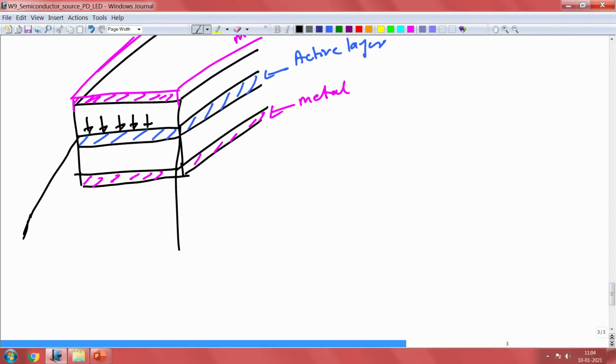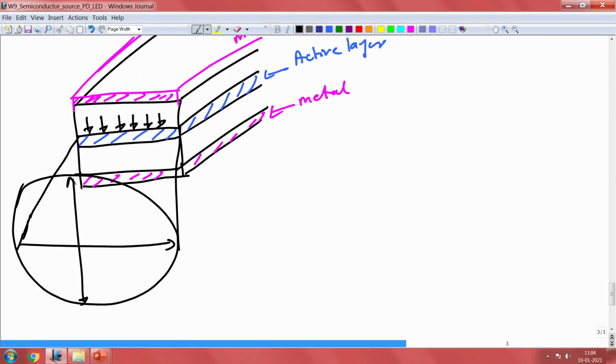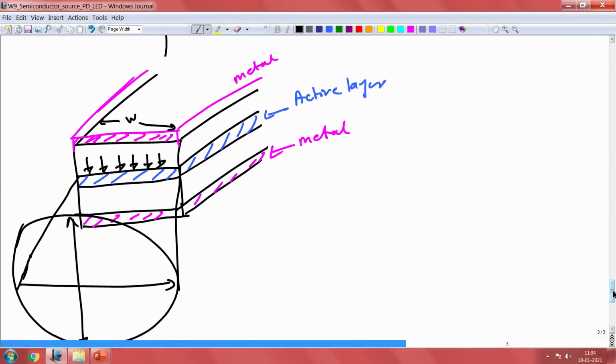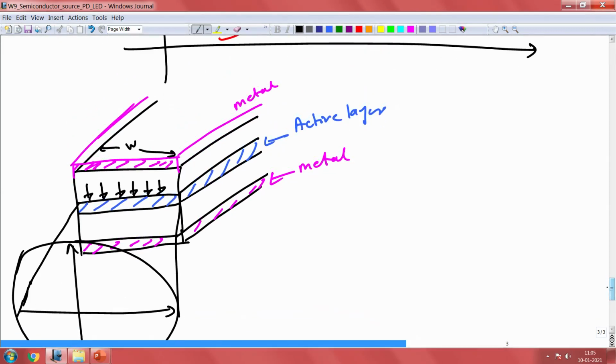So, this is our injection that we have, and this is our active layer, and what you would get is a very large emission of this cross section, right. And let us say if W is the width that you have for this particular structure, and this is what your edge emitting structure is going to be, right. So, this is edge emitting structure that is pretty broad.